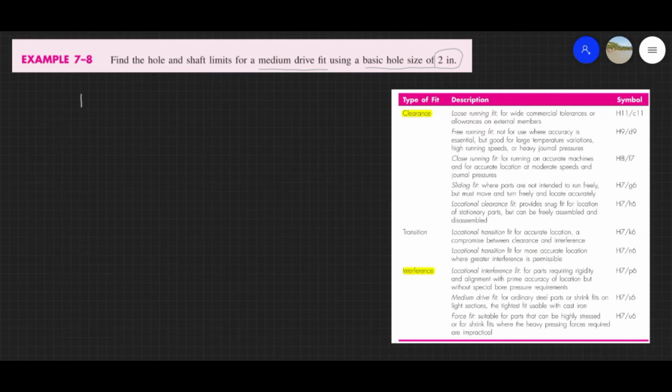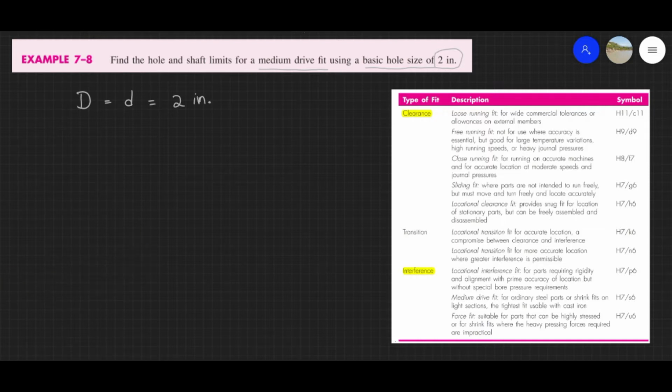So we will write that the basic diameter for both the hole and the shaft is 2 inches. So again we shall not convert it into millimeters, keep it in inches.